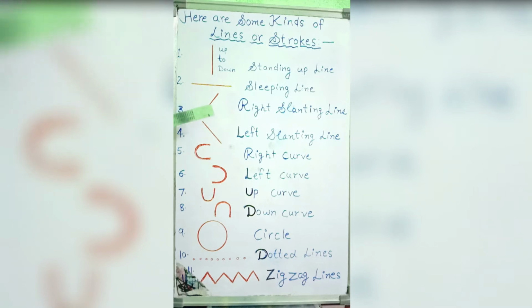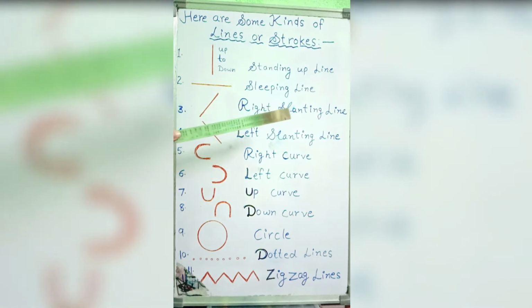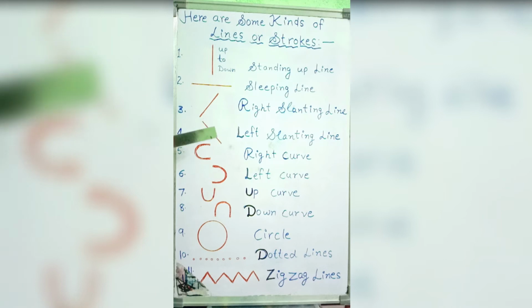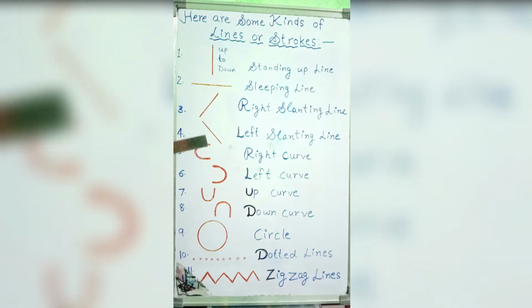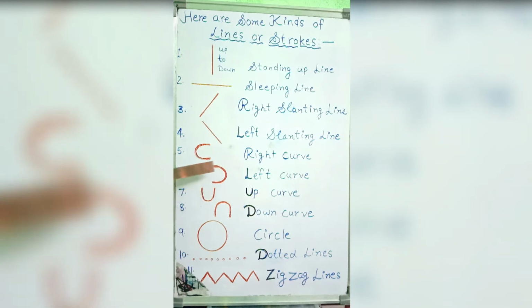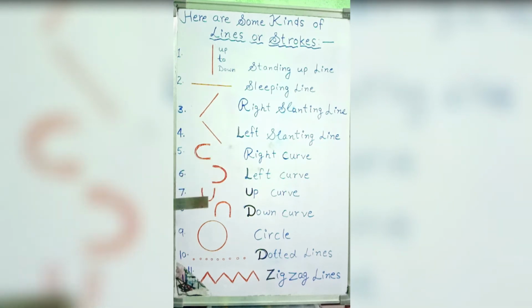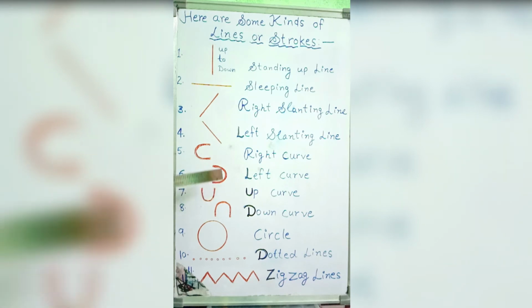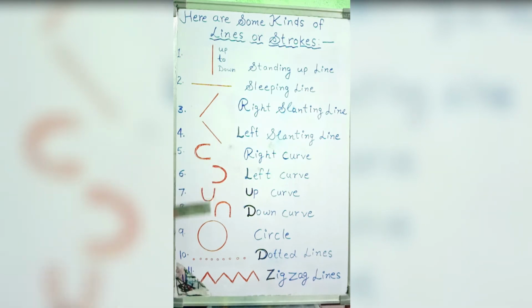And this is a right slanting line. Next, this is a left slanting line. Look at this. This is a right curve. And this is a left curve. Look at this. This is an up curve. And next, this is a down curve.